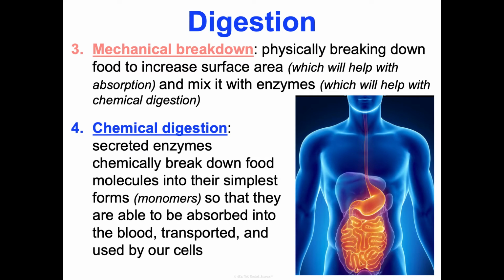Chemical digestion is where we're using secreted enzymes in all these different structures of your body to chemically break down the food molecules that you've eaten into their simplest forms. Basically monomers, if you remember that term from Biology 1, so that then we're able to absorb into the blood what we need to use and then transport it via the blood to whatever cells need these nutrients.